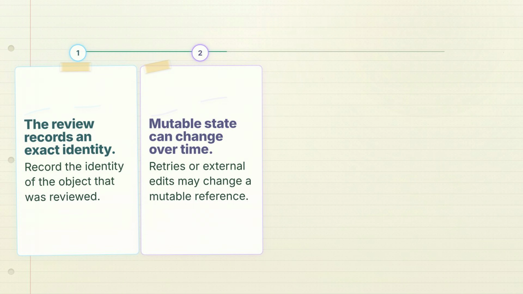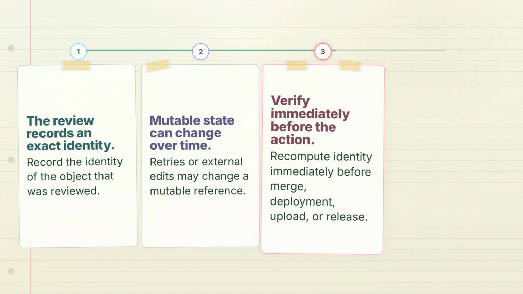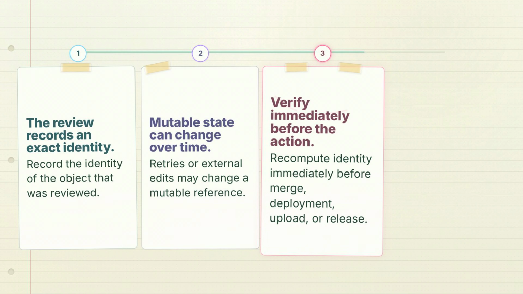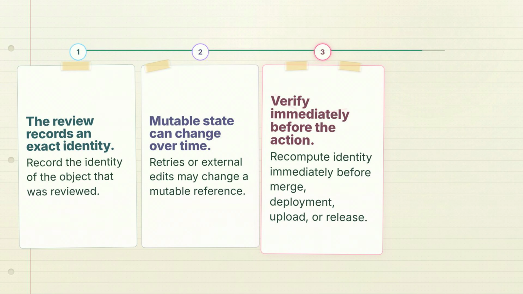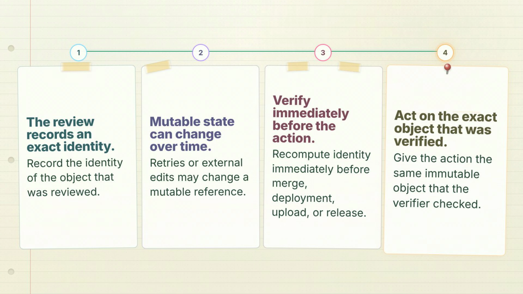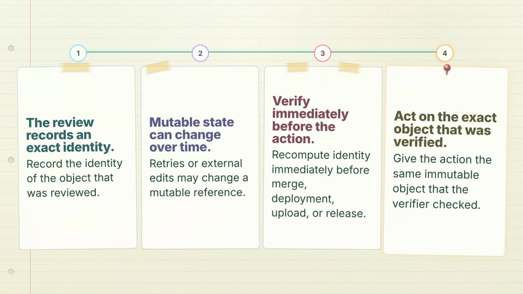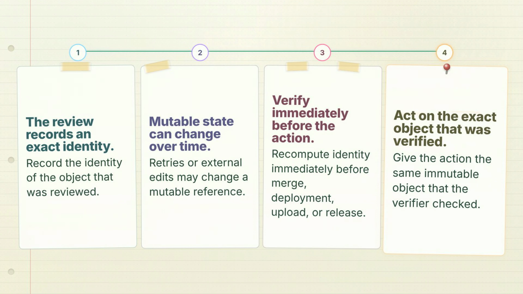The verifier belongs beside the action it controls. Even a correct report from an hour ago cannot protect an object that changes before the agent acts. When approval turns into a merge, deployment, upload, production, write, or release, recompute identity at that boundary. Better still, hand the action the same immutable object the verifier checked.